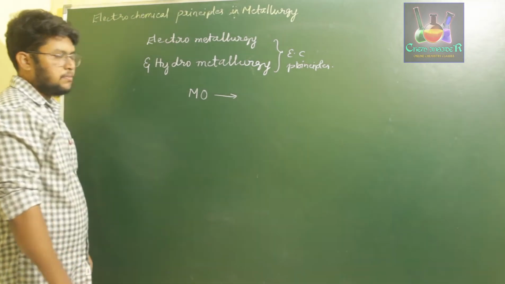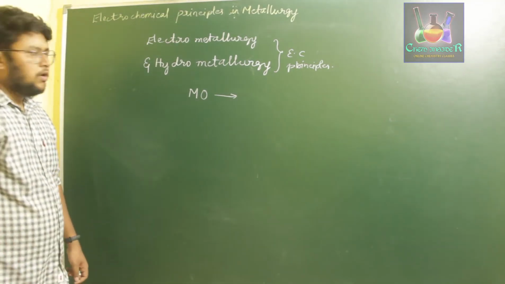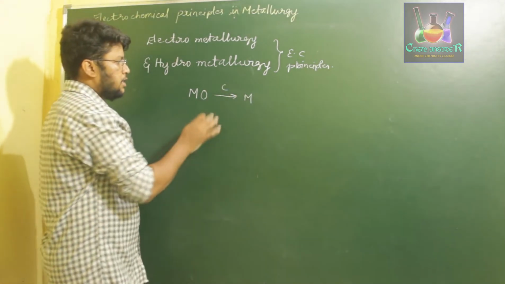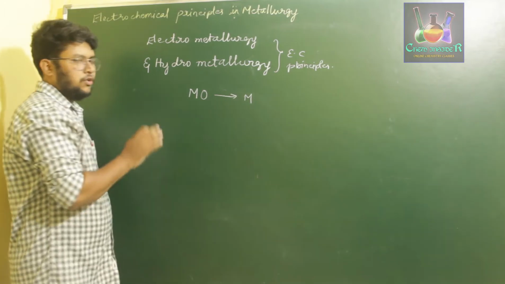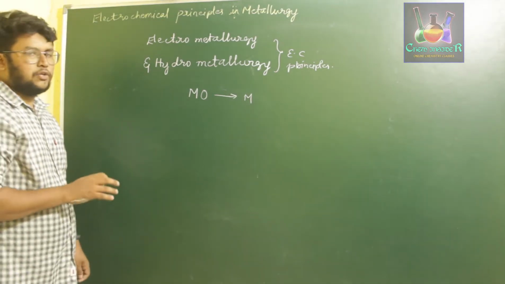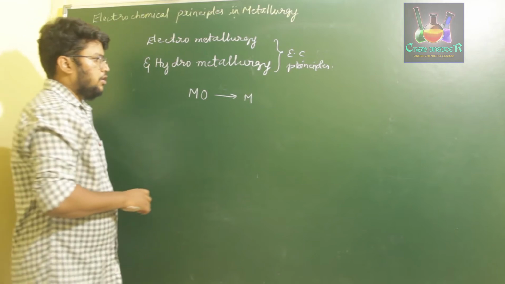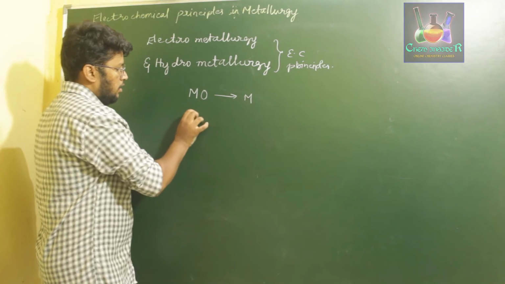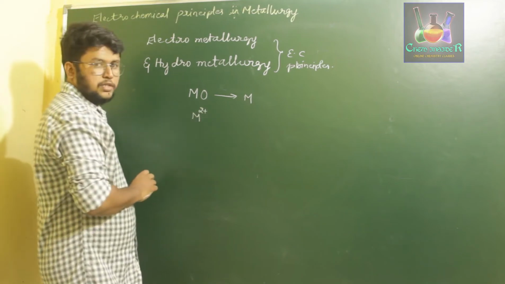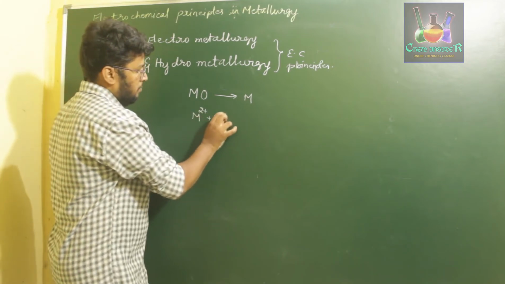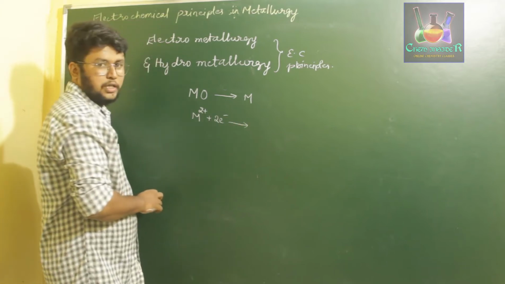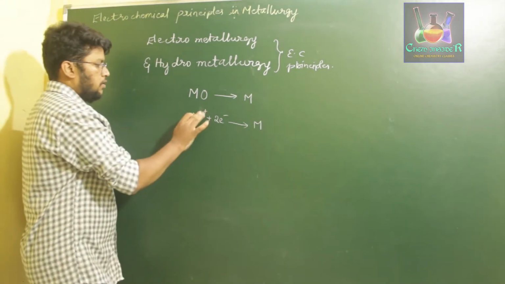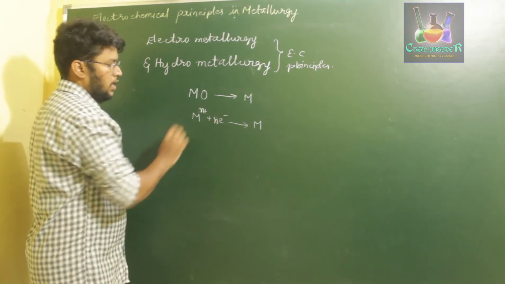If you have to reduce this metal oxide MO, we either treat it with carbon or something like that. In this process, we are going to electrolyze it. We are going to electrolyze the metal oxide in such a way that we reduce its oxidation state. So in this MO, let us say the metal is in the M2+ state. We are reducing this M2+ by donating electrons to it. By giving electrons to the metal in its ionic form, we convert it to metal. So we write M^n+ plus n electrons.